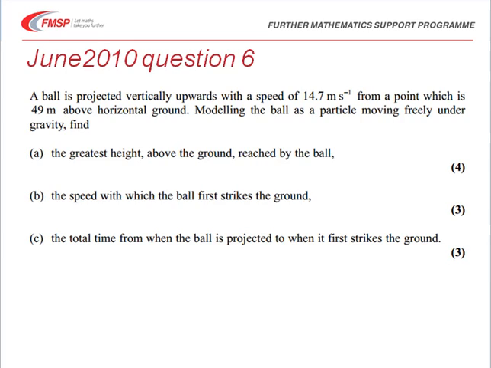Well, the question tells us that a ball is projected vertically upwards with a speed of 14.7 meters per second from a point which is initially 49 meters above the ground. We're to find the greatest height above the ground reached by the ball, the speed with which the ball first strikes the ground, and the total time from when the ball is projected to when it strikes the ground.